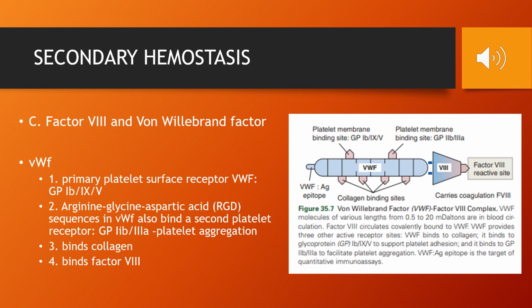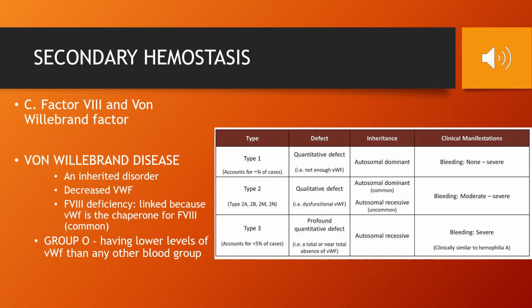And then the arginine-glycine-aspartic acid sequences in von Willebrand factor also bind a second platelet integrin, which is the glycoprotein 2B-3A, during platelet aggregation. So a third site on the von Willebrand factor molecule binds collagen, and a fourth site binds the plasma procoagulant cofactor factor 8. So von Willebrand factor is decreased in von Willebrand disease.